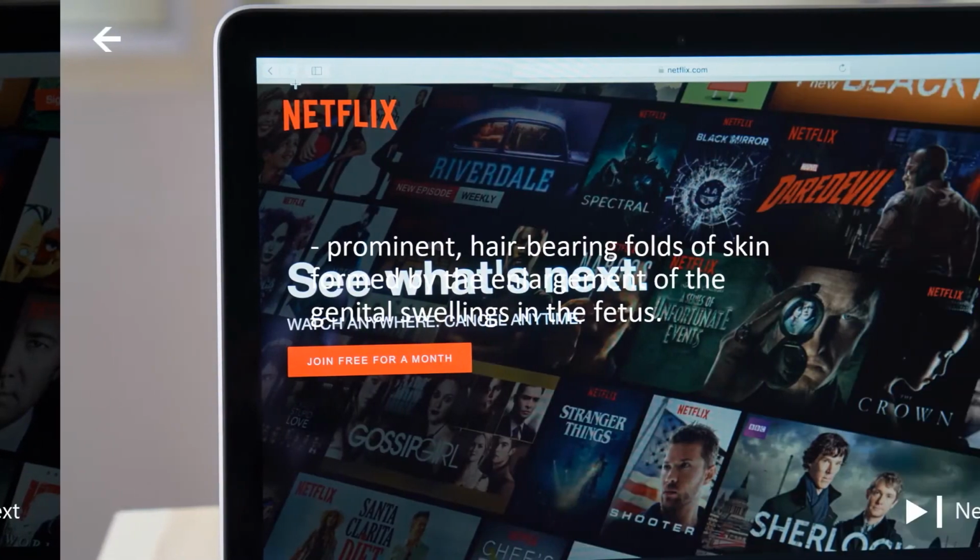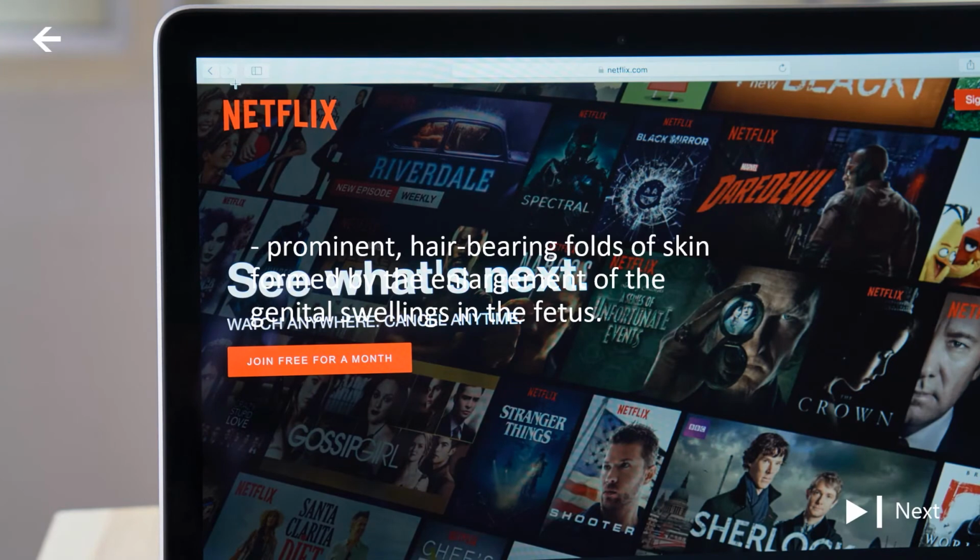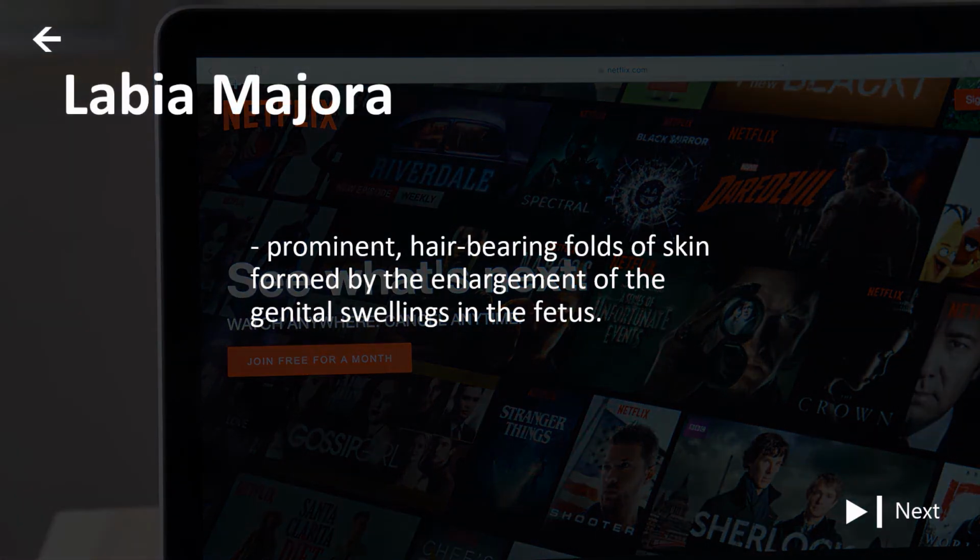In the male, the genital swellings fuse in the midline to form the scrotum. Within the labia are a large amount of adipose tissue and the terminal strands of the round ligaments of the uterus.